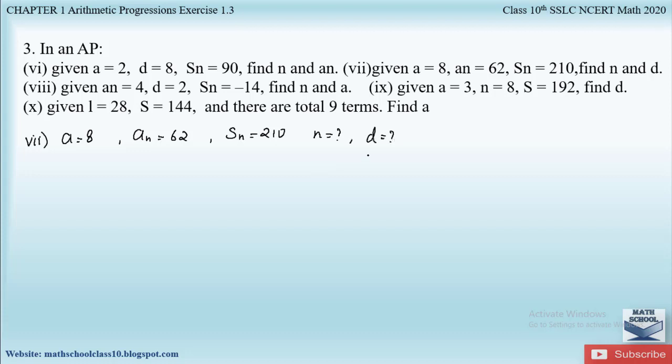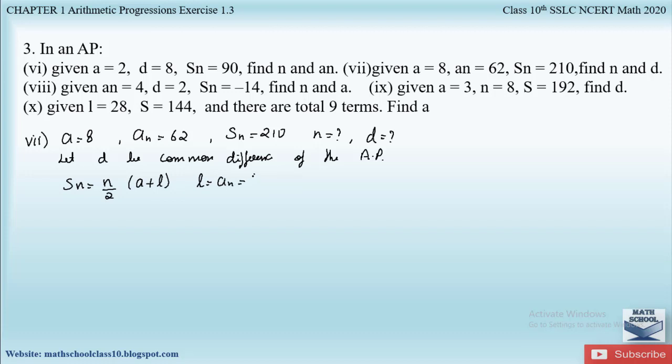Okay, since the d value is not given, let us assume d to be the common difference of the AP. Now since the nth term is given, we will take the formula for the sum, Sn is equal to n divided by 2 into a plus l. This formula we will take since the nth term is given. So the last term l is equal to the nth term, that is equal to 62. Sum of the n terms is also given, that is 210.